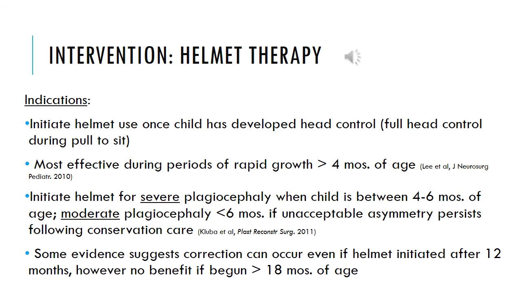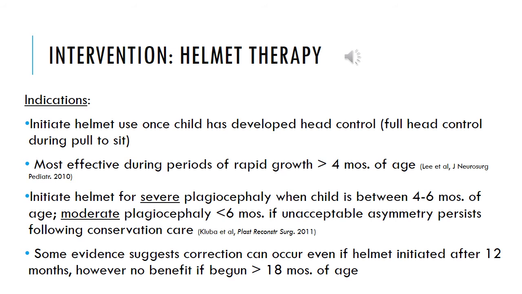So children with a more mild presentation of plagiocephaly, you're probably not going to go straight to the helmet. You're going to try the parent education and the repositioning first. For a child who has a more severe presentation, then you might try repositioning and helmet therapy concurrently. And then if you have a really severe presentation, you might just go straight to the helmet therapy and then initiate some of those other pieces after.